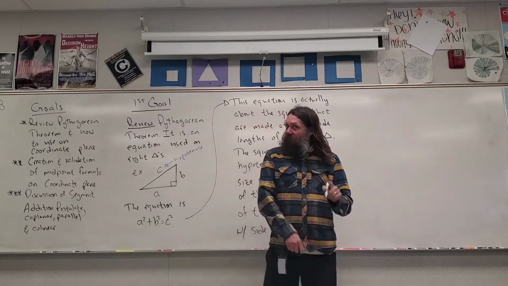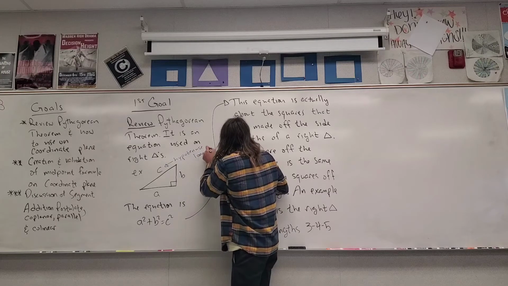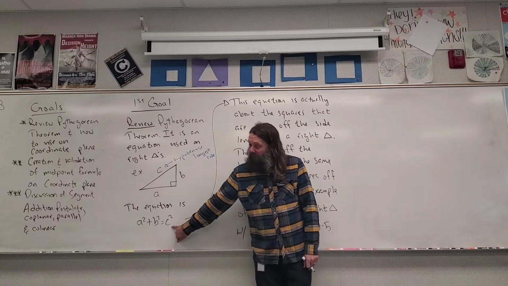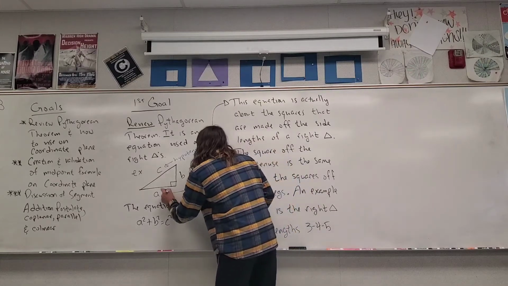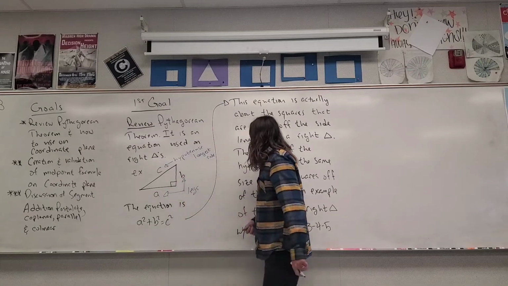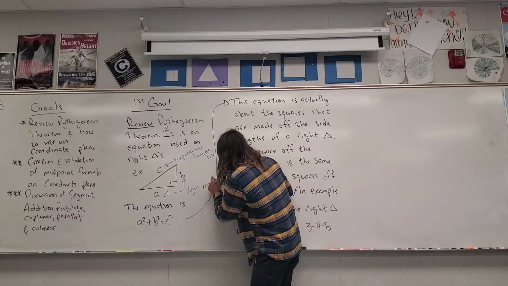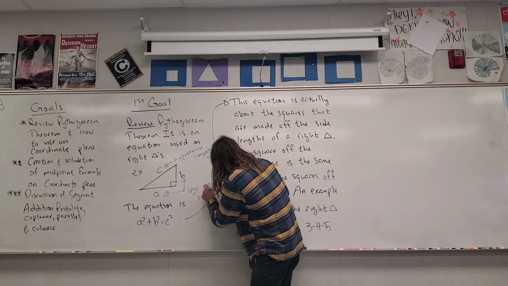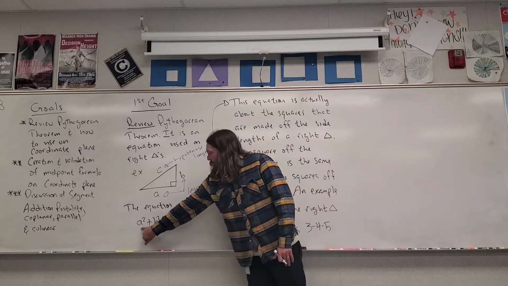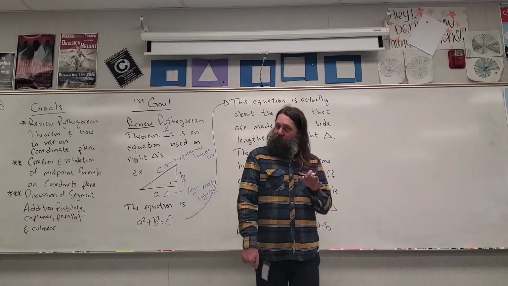Now, the hypotenuse is the longest side. And notice that in the equation, the hypotenuse is by itself. A and B, these are called the legs. And the legs make the right angle. They're the shorter two sides. All right, so the length of the leg squared plus the length of the leg squared is equal to the length of the hypotenuse squared.